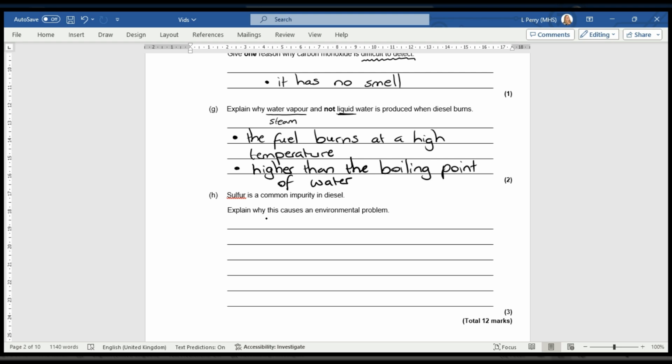Last one. Sulfur is a common impurity in diesel. Explain why this causes an environmental problem. Now, this does require a bit of my background knowledge, but again, if the sulfur's in the diesel and I'm going to burn it, when I burn things, they normally join with oxygen in the air. So when the sulfur burns, it's going to make sulfur dioxide.